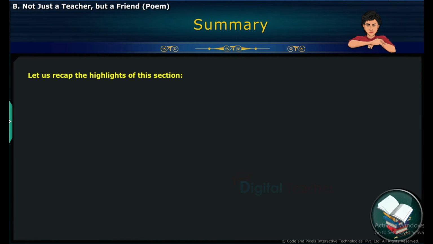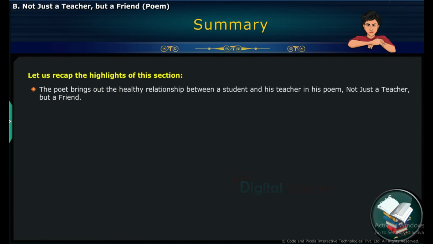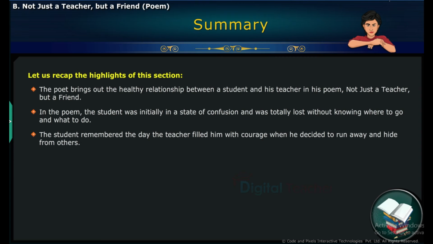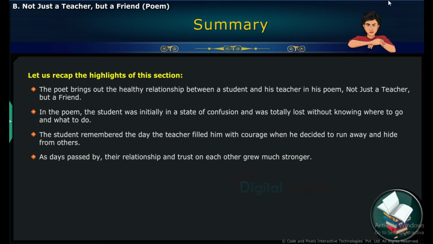Recap the highlights of this section. The poet brings out the healthy relationship between a student and his teacher in his poem, not just a teacher, but a friend. In the poem, the student was initially in a state of confusion and was totally lost without knowing where to go and what to do. The student remembered the day the teacher filled him with courage when he decided to run away and hide from others. As days passed by, their relationship and trust in each other grew much stronger.